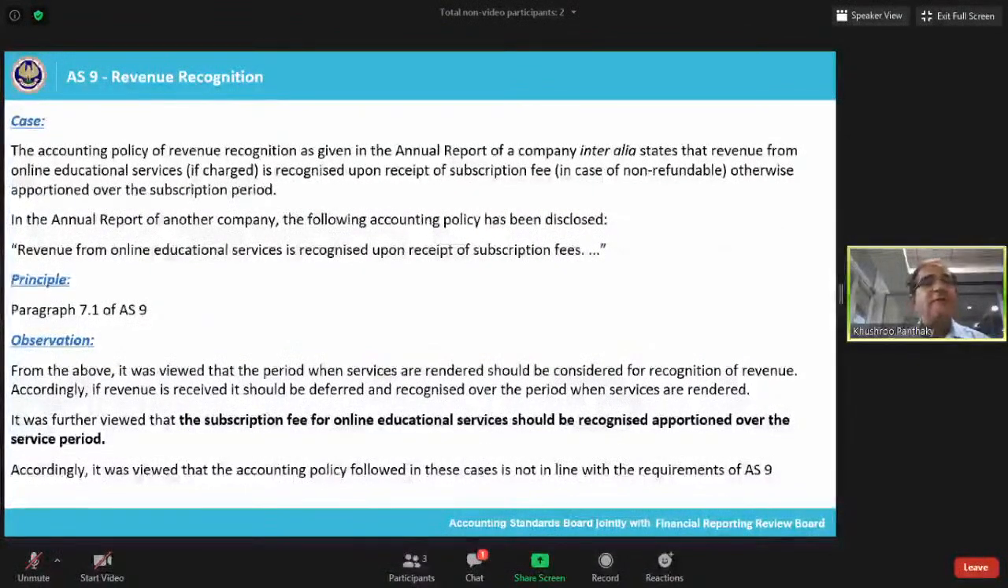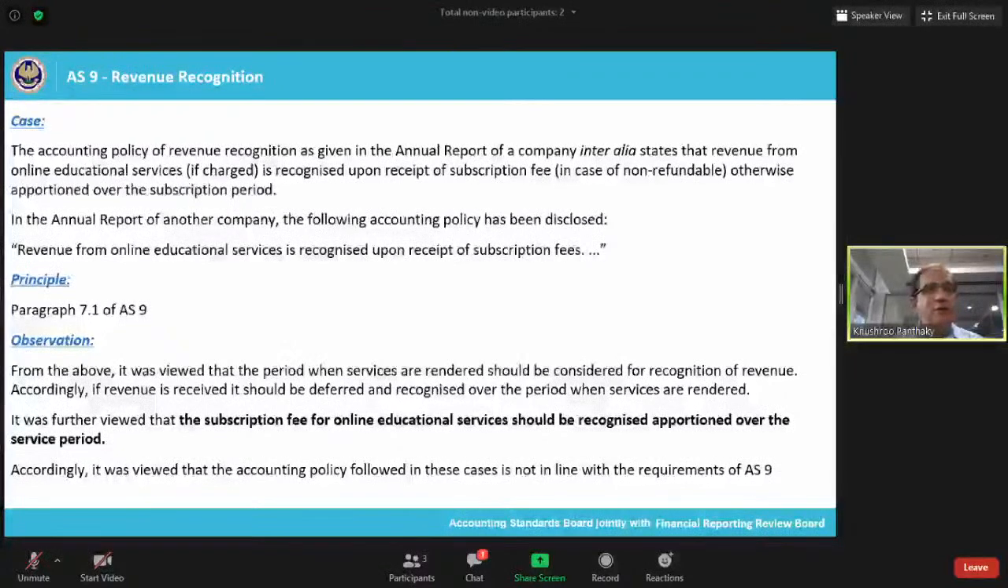The next one is an example of online educational services. Whenever there is a revenue, and these days everything is online, virtually everything. Over here, it was observed that your accounting policy states that the revenue from online educational services is recognized upon the receipt of the subscription fees, which are non-refundable in nature, otherwise apportioned over the subsequent subscription period. Over here, it is very, very clear.